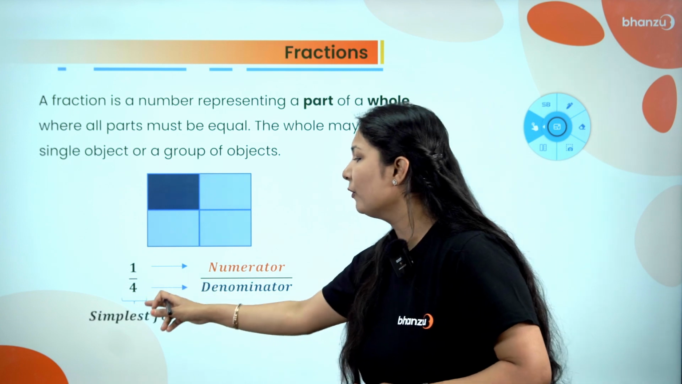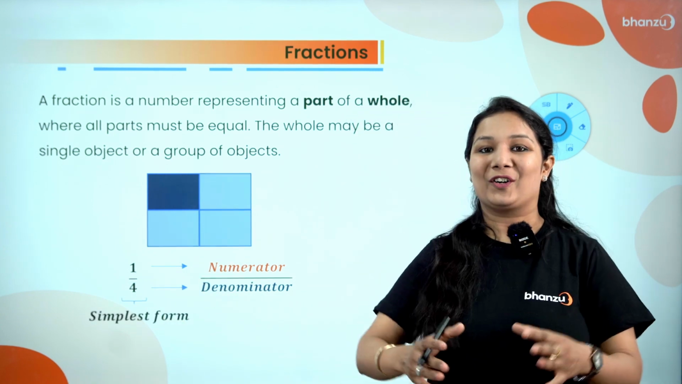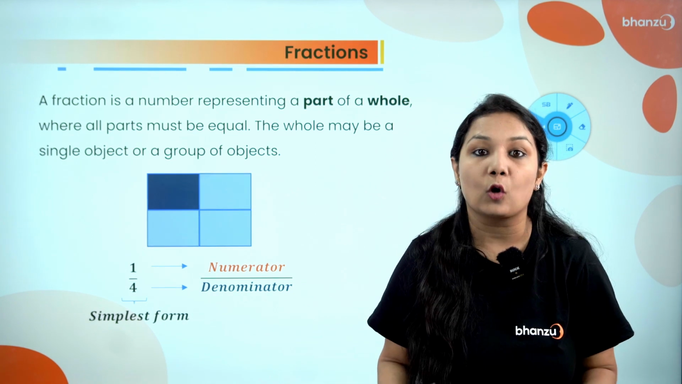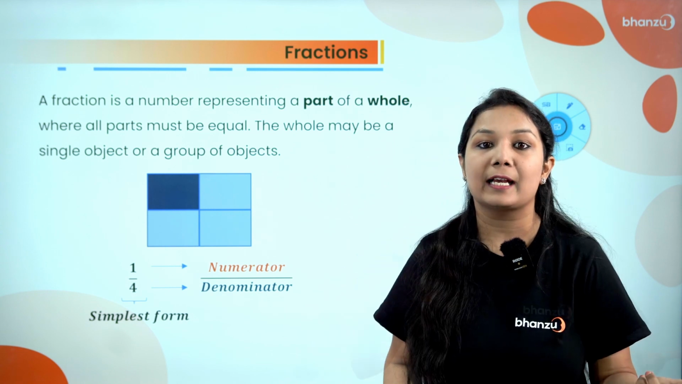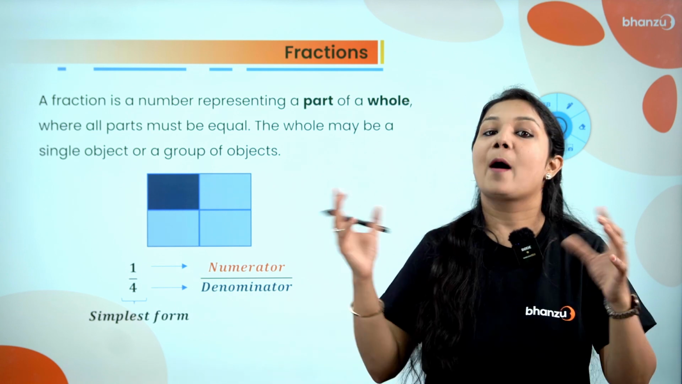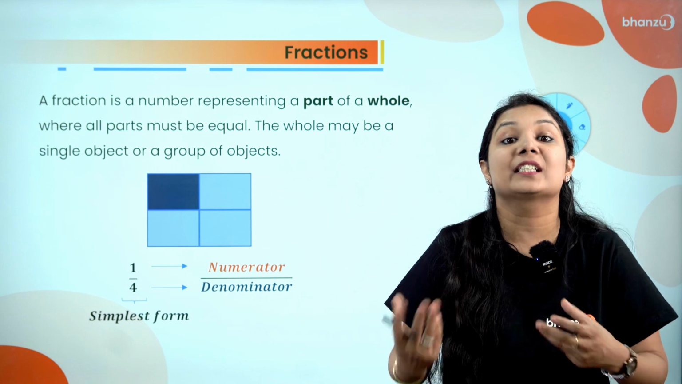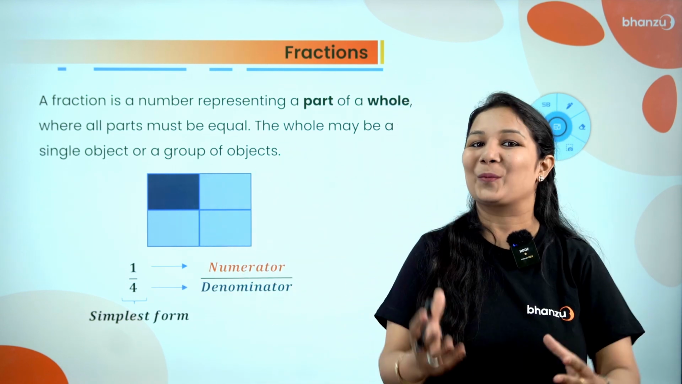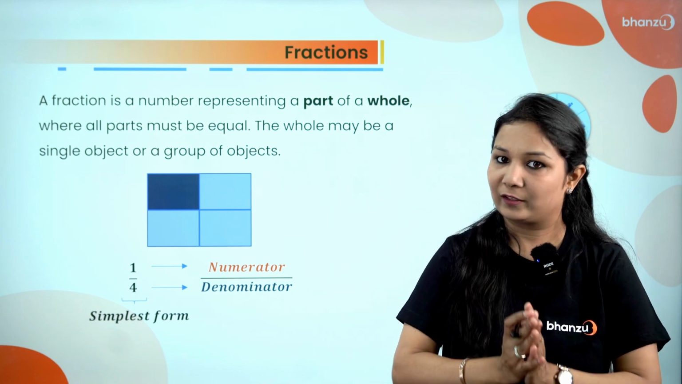Now can you try to recall what the simplest form is? Yes, 1 by 4 in itself is the simplest form over here. Why? Because the numerator and denominator do not have anything in common. If they have a common factor, then we would call it a fraction which can be further simplified into simplest form. But if they do not have a common factor, then it's already the simplest form of that fraction.